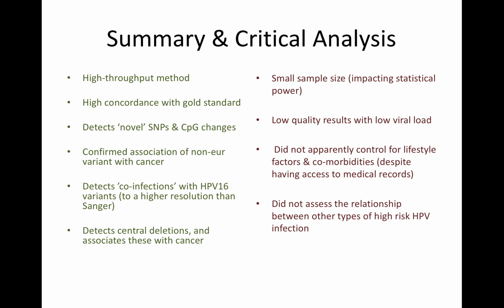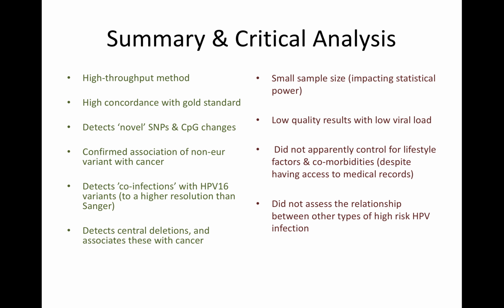In summary, this paper highlighted a high throughput method of sequencing HPV-16 with high quality data concordant with the gold standard. This method had additional benefits in detecting novel SNPs, CpG changes, and the ability to detect co-infections of HPV-16 variants. Confirmation of the non-European variant HPV-16's association with cancer was possible. The technique also detected central genomic deletions in a subset of samples, a finding strongly associated with cancer.